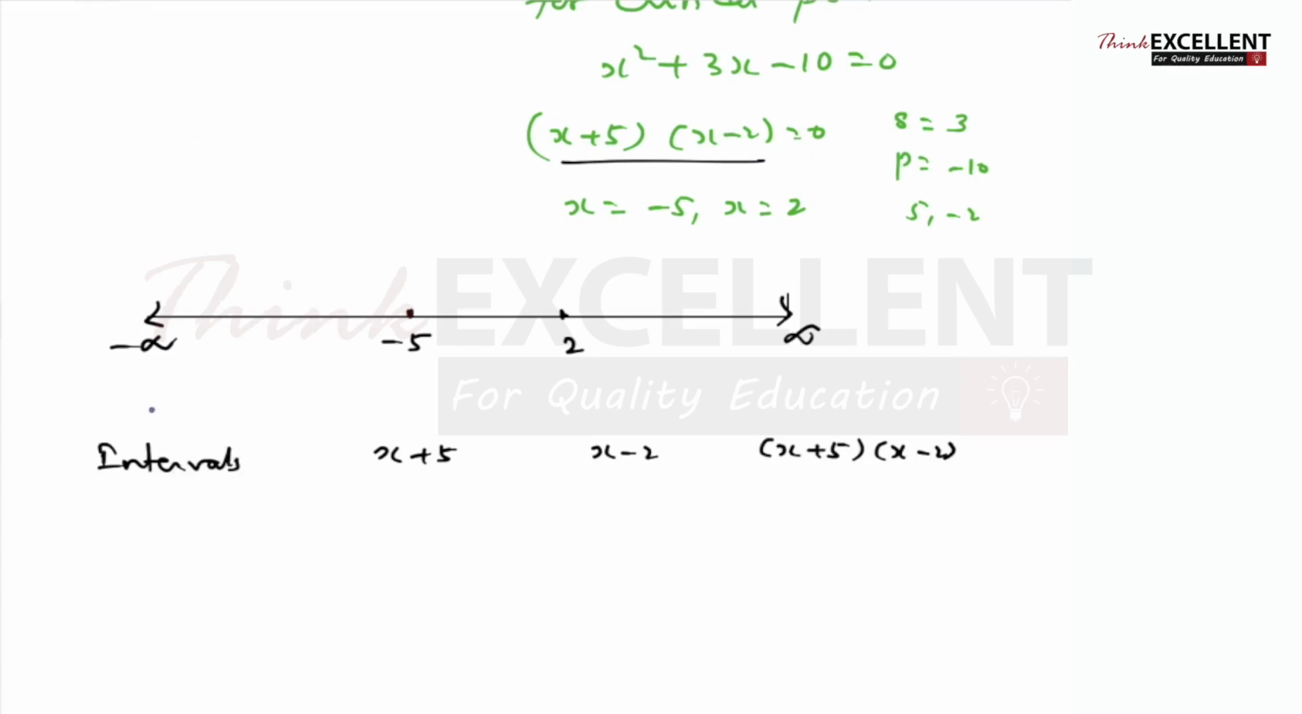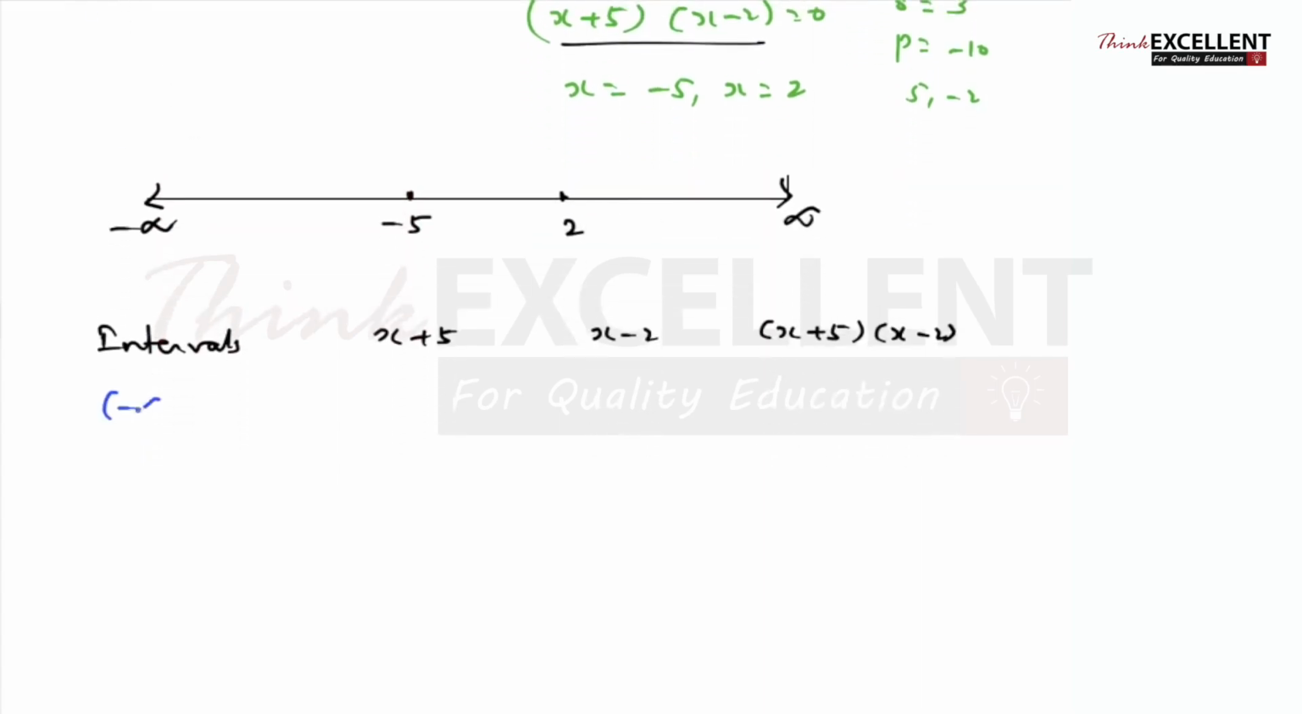What is the first interval? Minus infinity, minus 5. Second one is minus 5, 2. Then 2, comma infinity. So now we check the first one, minus infinity to minus 5. Take a representative number here, say minus 10. Minus 10 plus 5, negative. Minus 10 minus 2, negative. Minus into minus is plus.